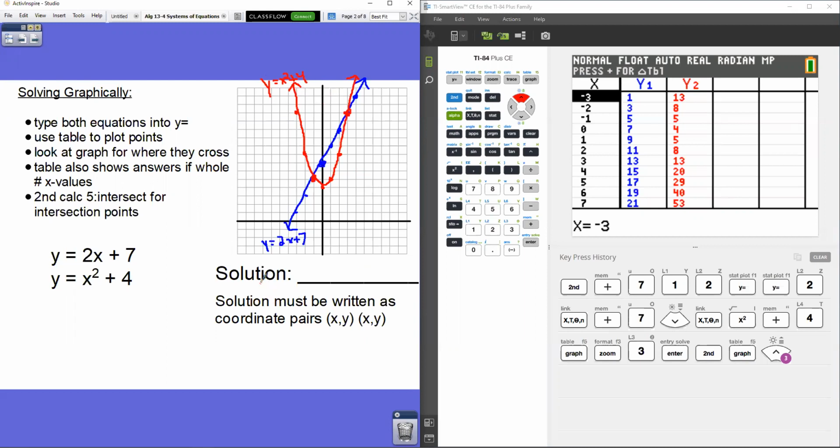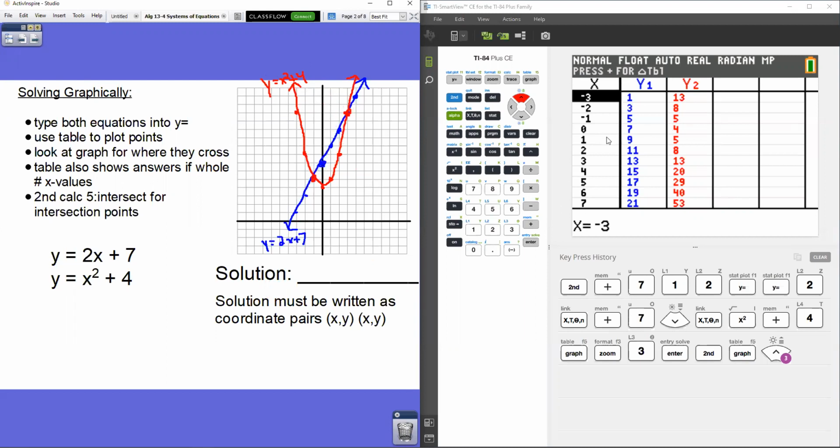We want to write the solution to this. The solution is where they cross. All right, the solution is where the line and the parabola cross. So we're looking at this point right here, and we're looking at this point right here.